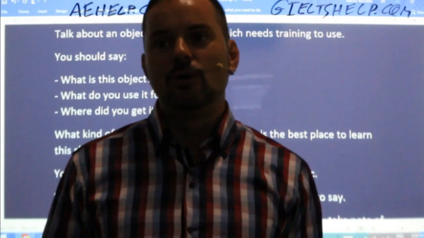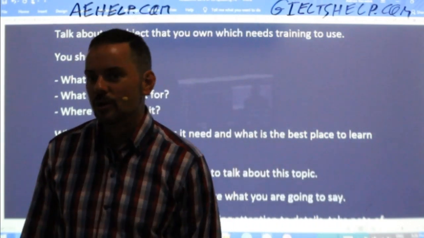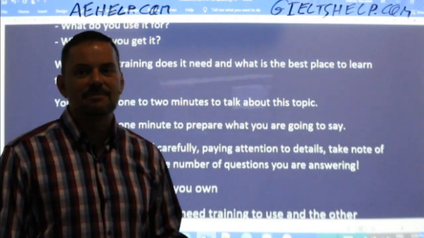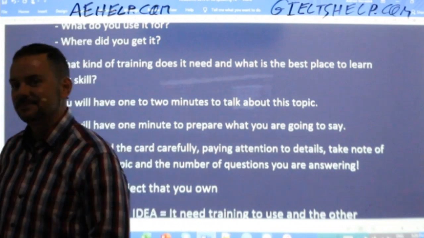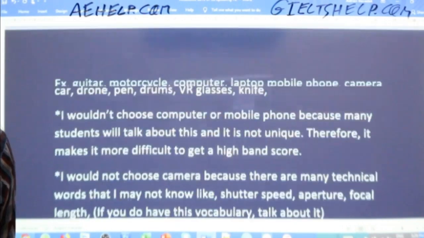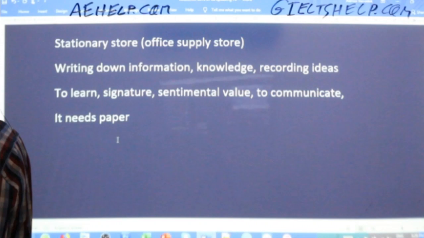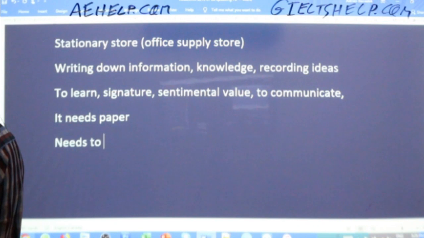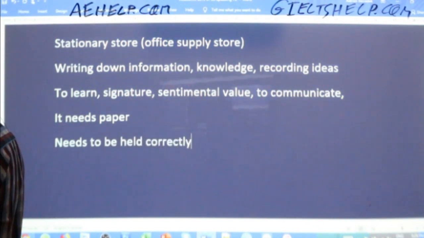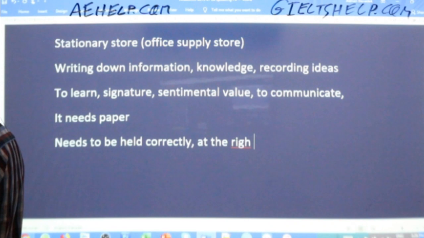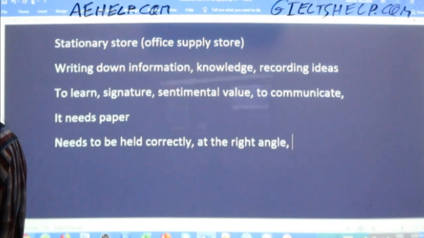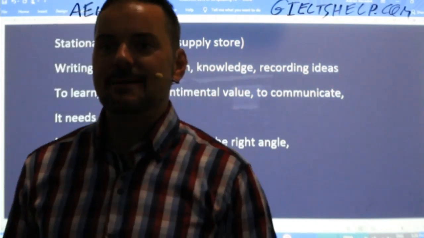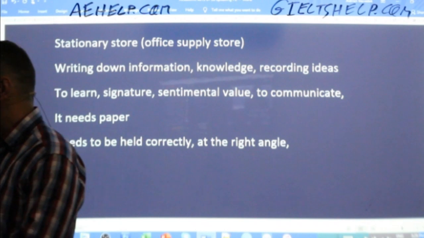Okay, so what kind of training does it need? Lazy programmer, holding it properly at the proper angle. Okay, yeah. And I have some other notes coming up there as well. Training in primary school. All right. So it needs to be held correctly at the right angle. Okay. Needs practical training. Absolutely. STEK. So practical training.